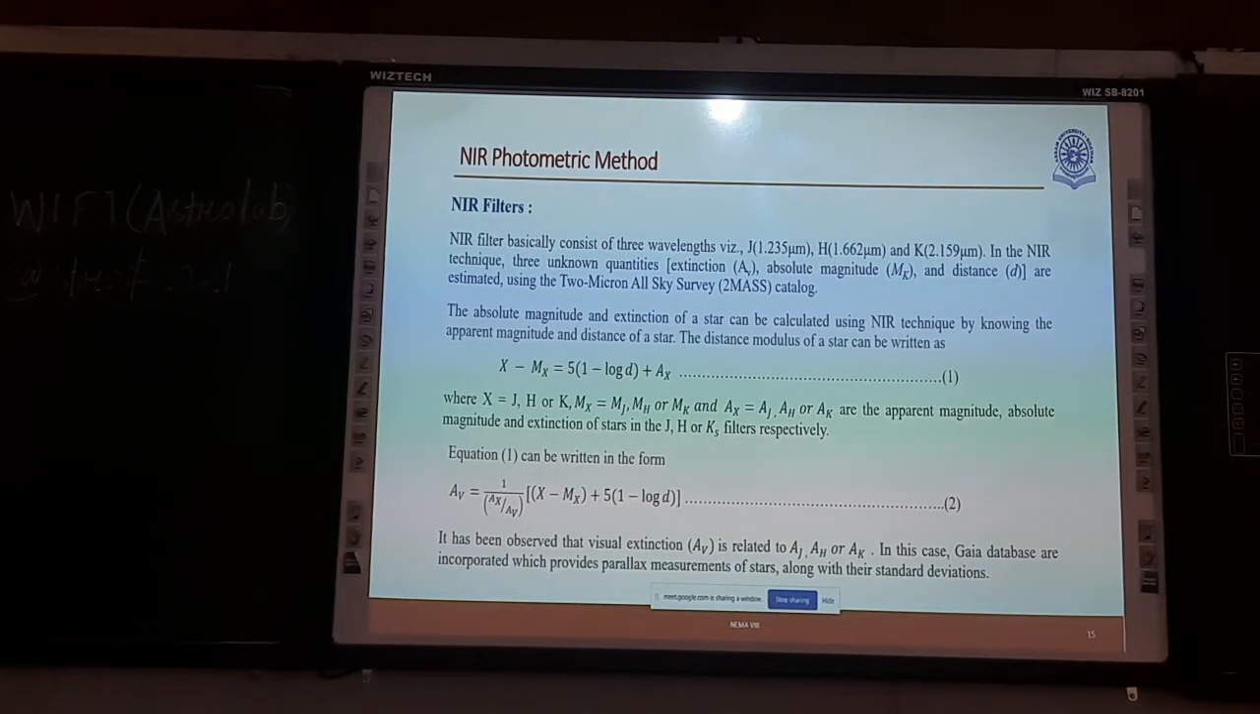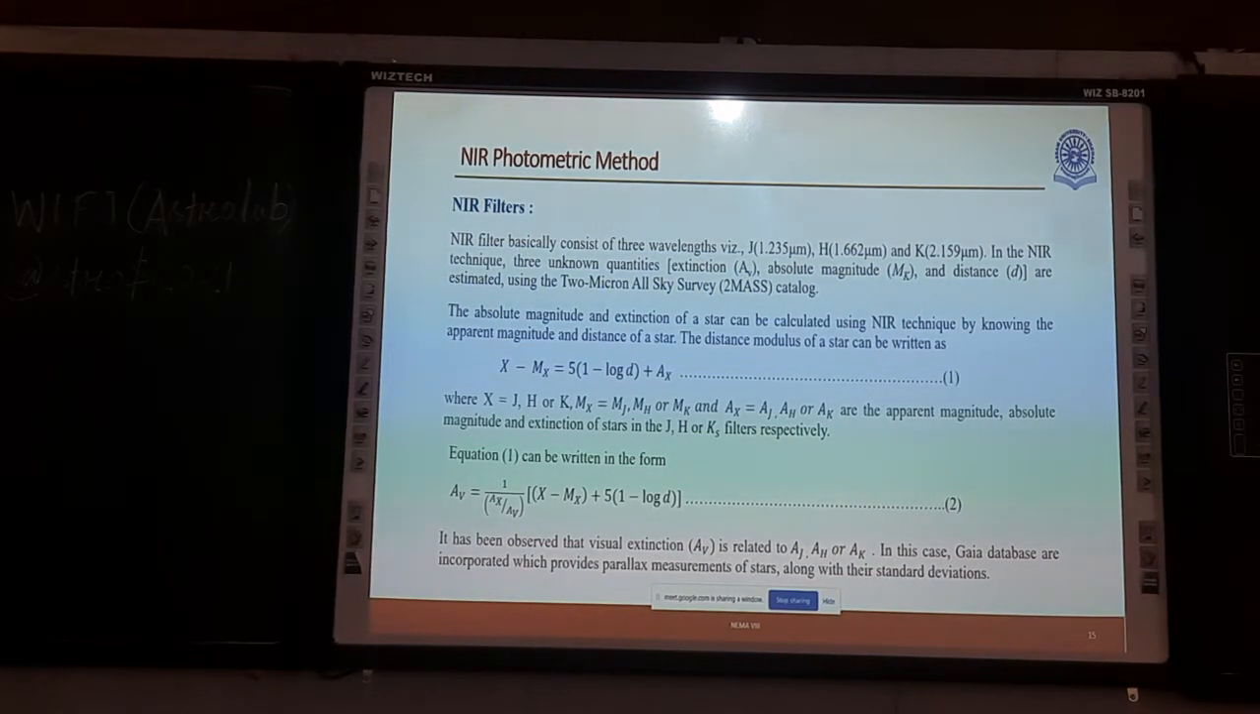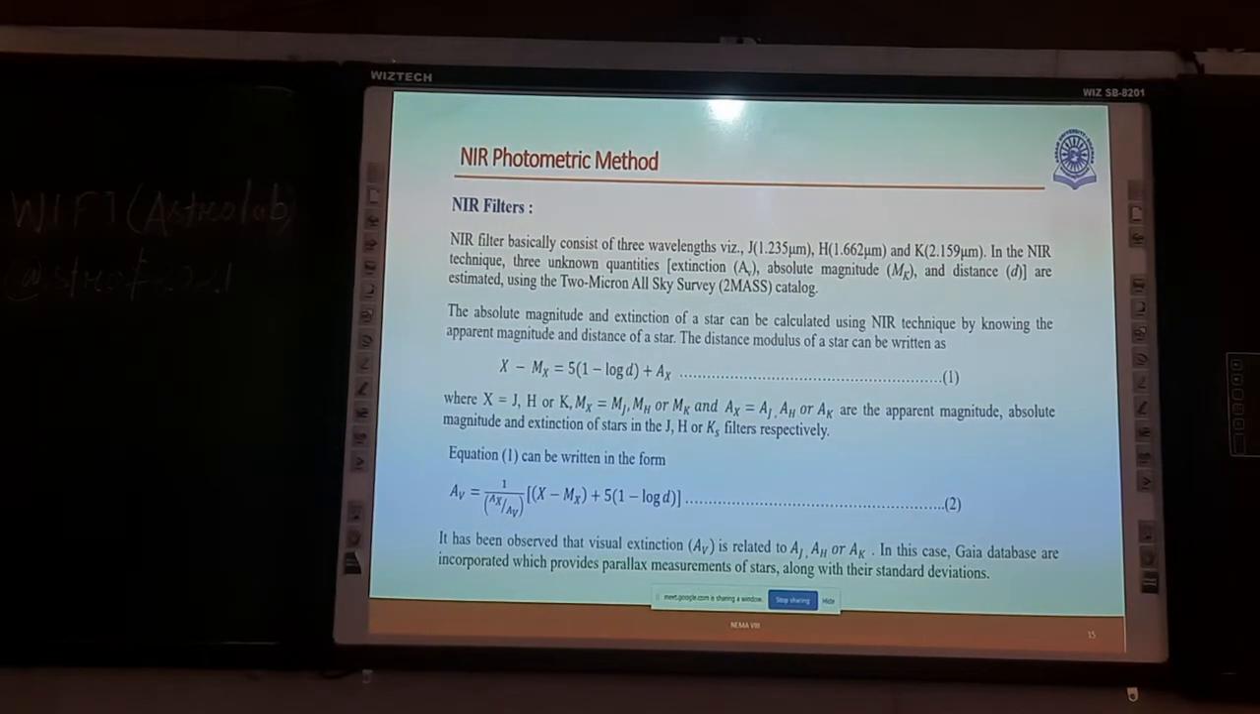Here, this is x minus mx. X is basically J, H, K. If we put it as J, that is J minus mJ, and this is 5 into 1 minus log, this is the formula, plus A of x means A of J. Similarly, we can use that for H or K also. And in case of extinction also, AB is 1 divided by 1 by, if we take it as J, that is 1 by AJ by AB, and J minus mx plus that in case of H and K also holds.